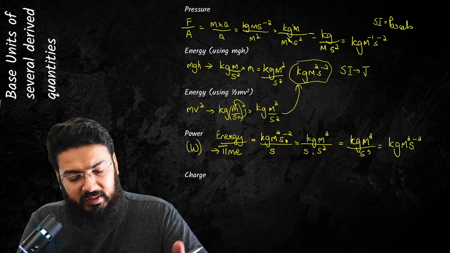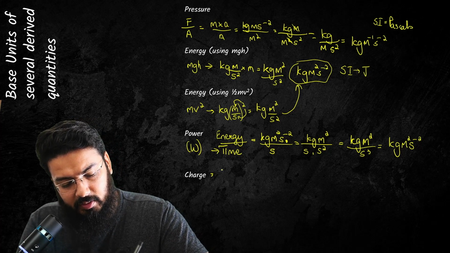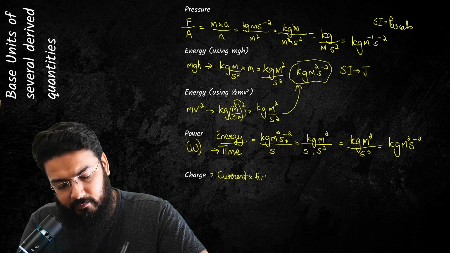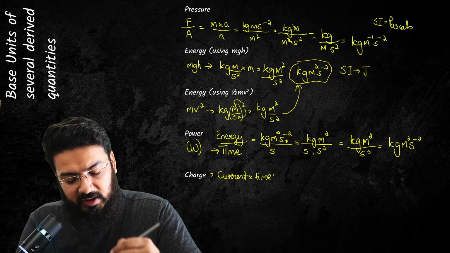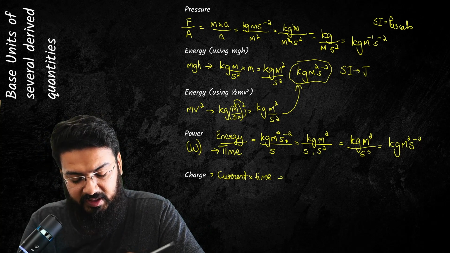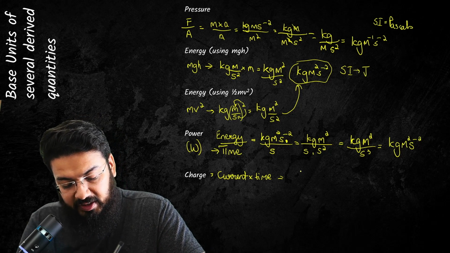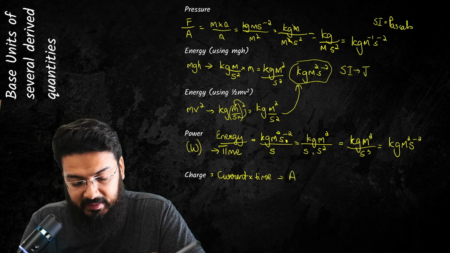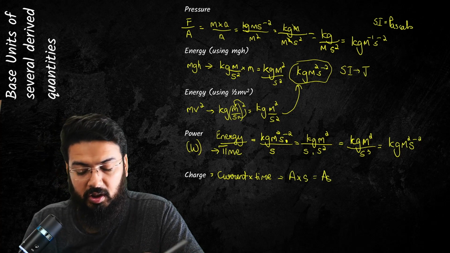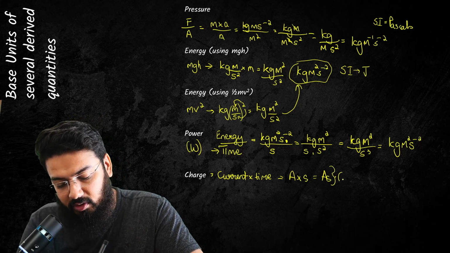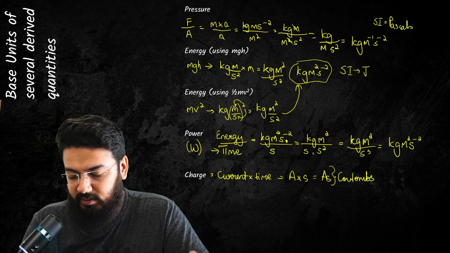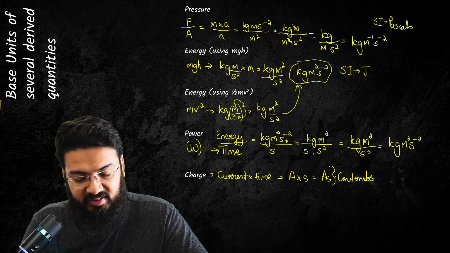Then you've got charge. Now we know that charge is current multiplied by time. The fundamental quantity current has the base unit amperes. So I'm just going to write A, and time is seconds. So ampere seconds is the base unit of charge. Again, we call it coulombs. The SI unit is coulombs, while the base unit is ampere seconds.